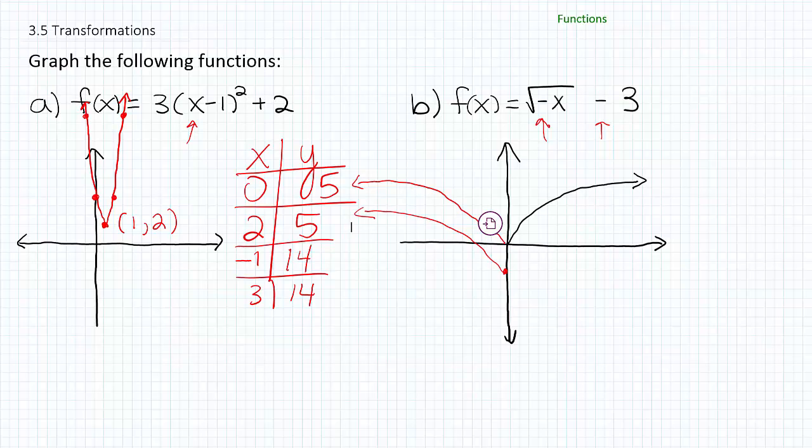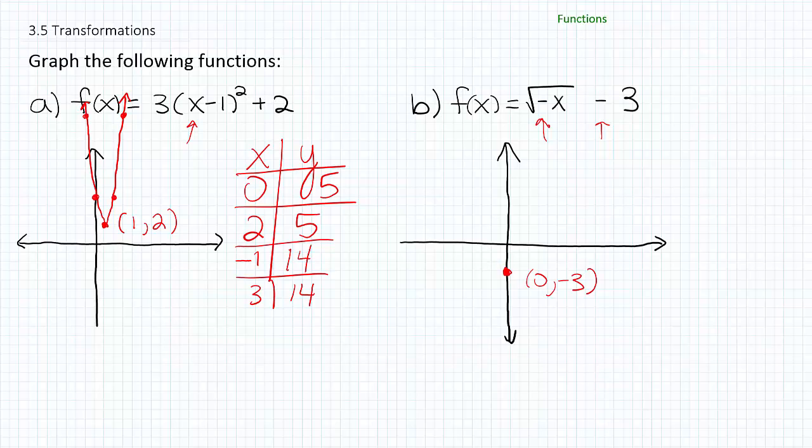But if you wanted to get more detail, again, you could plot some points. We know the starting point of the function is going to be down here at (0, -3). We can check that, because if you plug 0 in, you get the square root of -0, which is the square root of 0, and you end up with -3, so that point does exist on the graph.